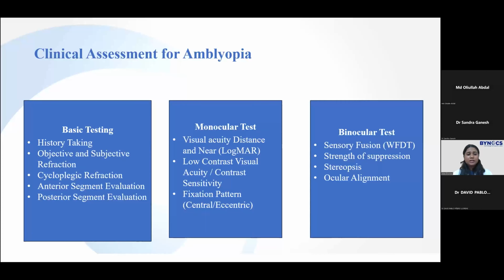After that, a binocular assessment is important, where you need to know if the patient has fusion with the help of a Worth dot test. Also, the strength of suppression, which can be assessed with a Bagolini striated glass and a neutral density filter test. With that, you can check near and distant stereopsis, and also ocular alignment to see if there is any deviation. All these tests are important for us to know the prognosis and the treatment we give for an amblyopic patient.